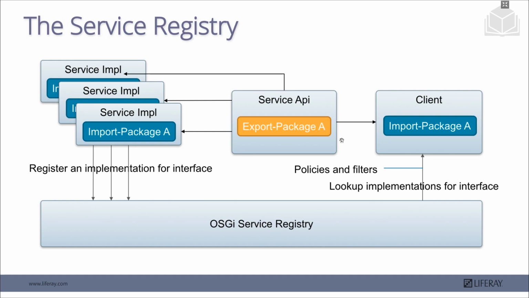When the client makes a call to the service API, at the same time, it's going to ask the OSGi service registry for the implementation of that API. Now, using some policies and some filters, the client can then pick which specific implementation is going to be selected. Otherwise, the whole question is going to be, well, which one is going to be picked? So we have control over that.